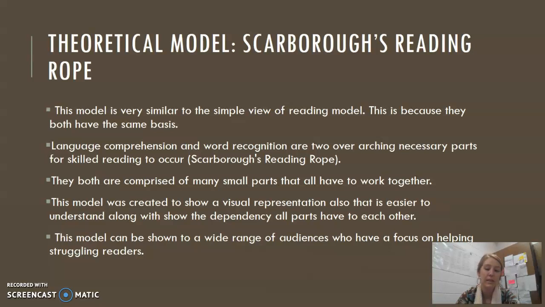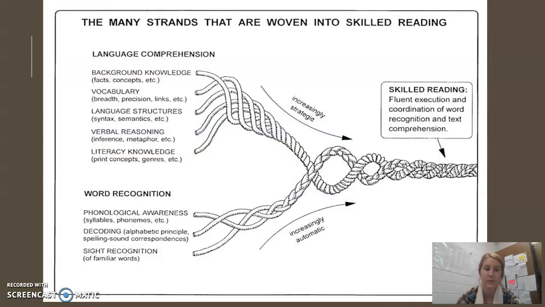It's also great because it can be shown to a wide range of audiences to help them see where the reader is struggling and how the parts work together. I think it's specifically great for teachers to use when meeting with parents, to help explain things in a simpler way so parents can look at the whole process and see what their child needs. This is an image of Scarborough's reading rope, and as you can see, the parts that go into language comprehension include background knowledge, vocabulary, language structures, verbal reasoning, and literacy knowledge, and with word recognition are phonological awareness, decoding, and sight recognition. If all of these blend together and become increasingly stronger, it leads to a skilled reader.